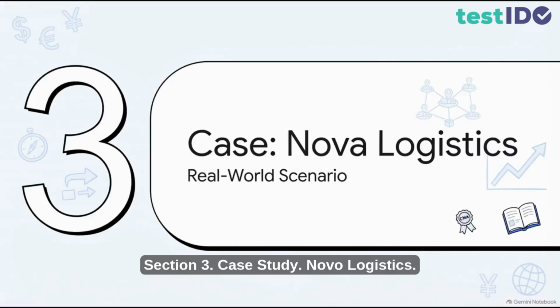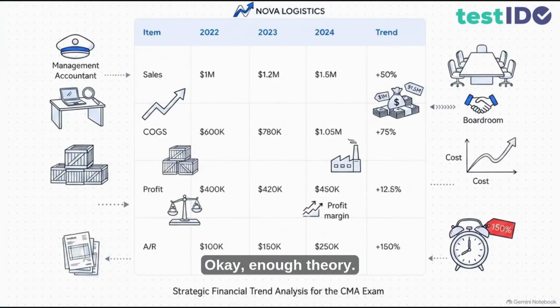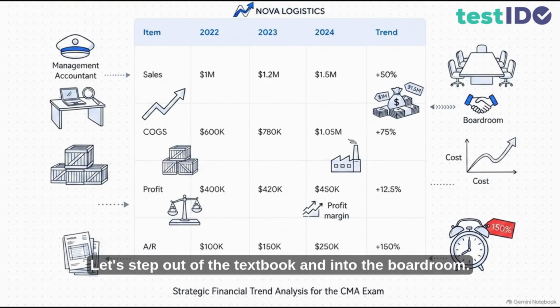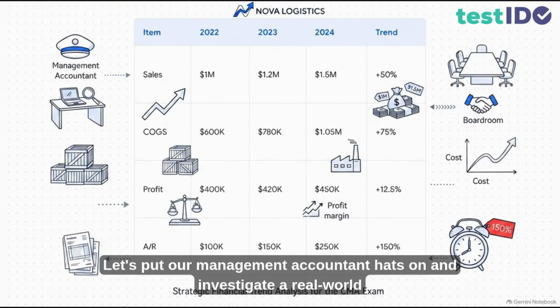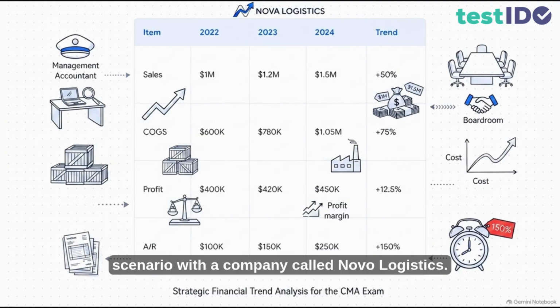Section 3. Case Study, Nova Logistics. Okay, enough theory. Let's step out of the textbook and into the boardroom. Let's put our management accountant hats on and investigate a real-world scenario with a company called Nova Logistics. We're going to use 2022 as our base year. So net sales went from $1 million to $1.5 million in 2024. That's a cumulative growth of 50%.